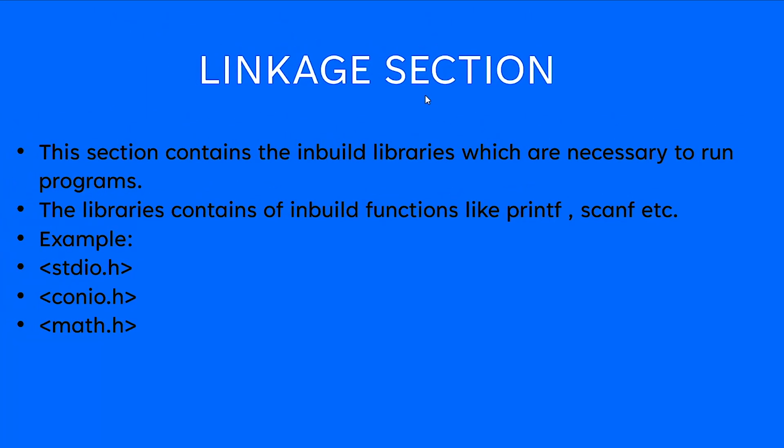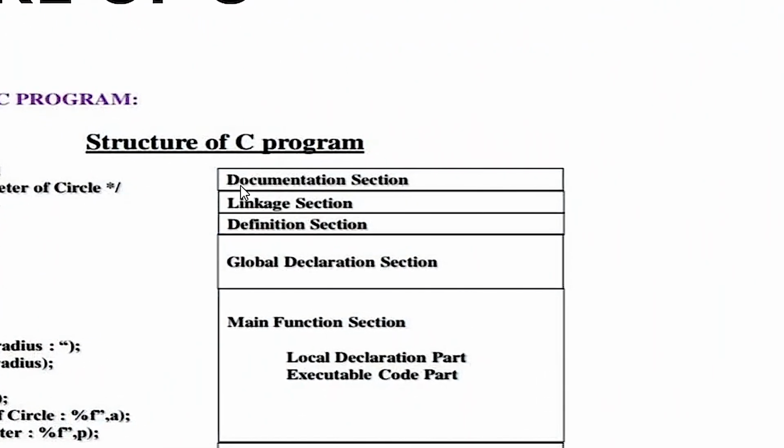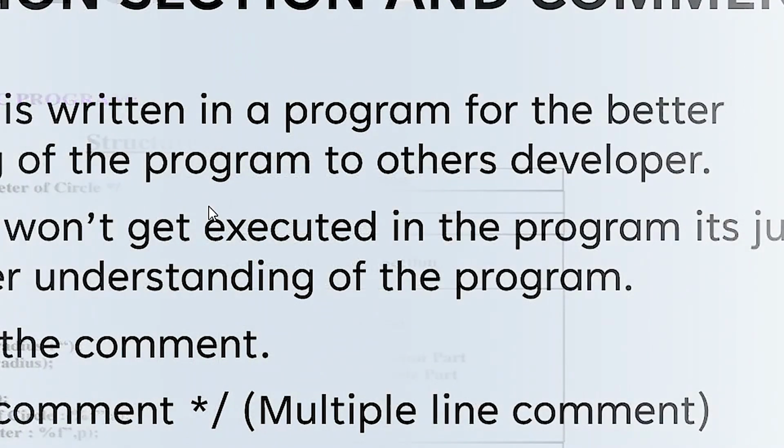The linkage section is compulsory. Without libraries you cannot do basic stuff in C programming. So now we have completely covered these two sections. Now moving on to the third section, which is the definition section.